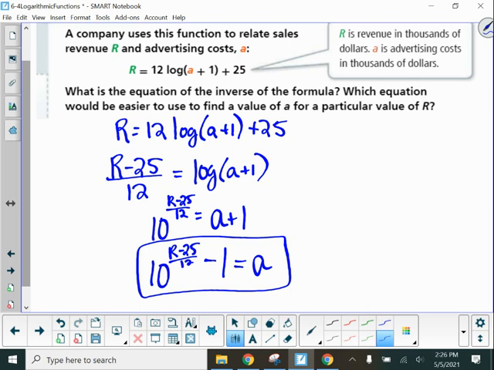And I don't necessarily agree with the fact that this is an inverse. Although I guess if you swap the A and the R and you resolved for the R, you would probably get the same thing. This is really just writing the equation in a different format. So this is your inverse equation, however.